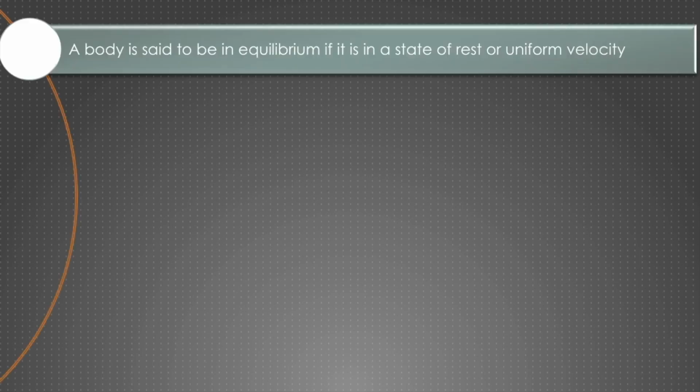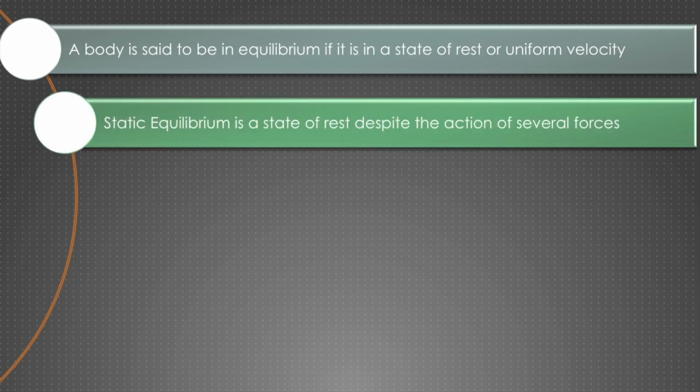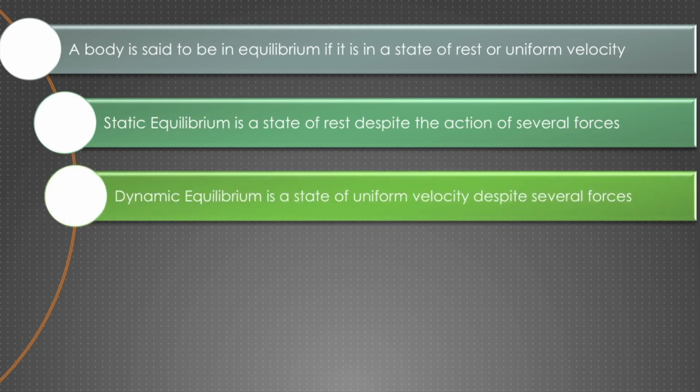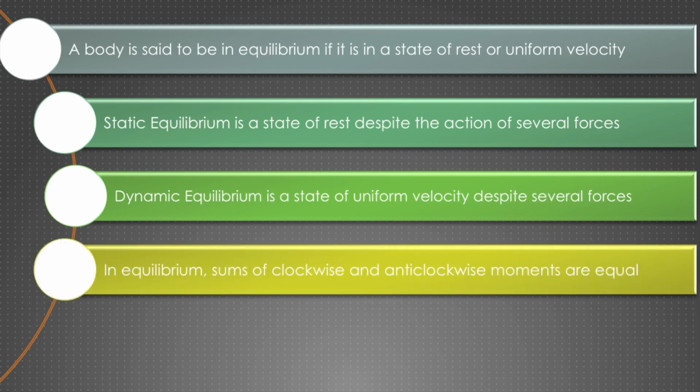And now, the summary of this video. A body is said to be in equilibrium if it is in a state of rest or uniform velocity. Static equilibrium is a state of rest despite the action of several forces. Dynamic equilibrium is a state of uniform velocity despite the action of several forces.